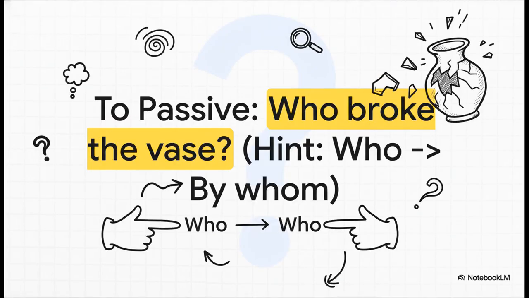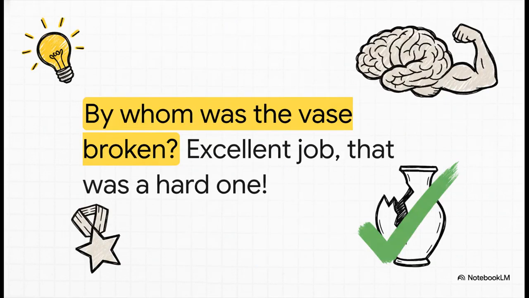Okay, this one's a little bit of a challenge, but I know you've got this. The sentence is, who broke the vase? And I'll give you a little hint. When a question starts with who, the passive version usually starts with by whom. Go ahead and give it a try. The correct answer is, by whom was the vase broken?